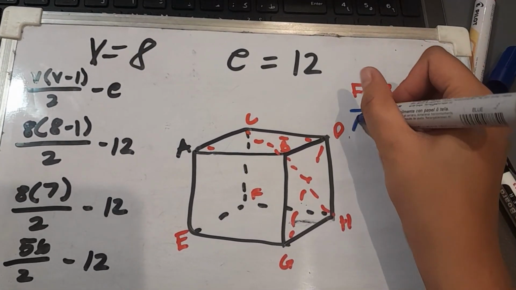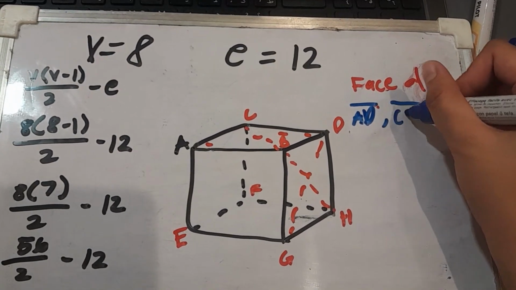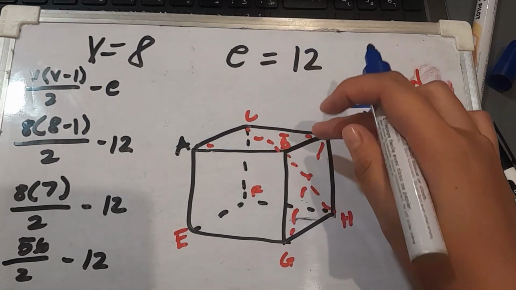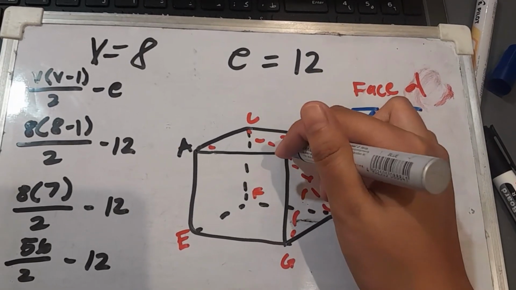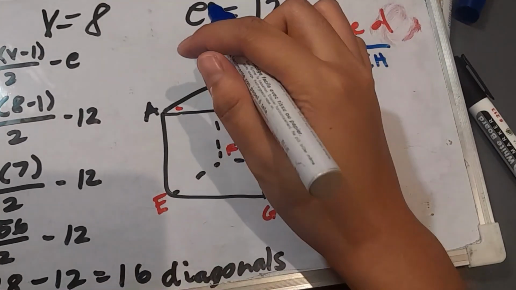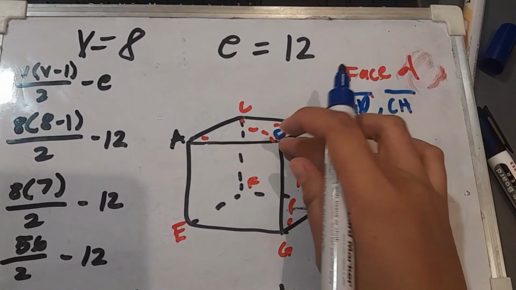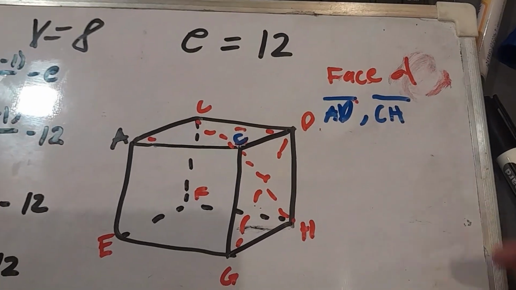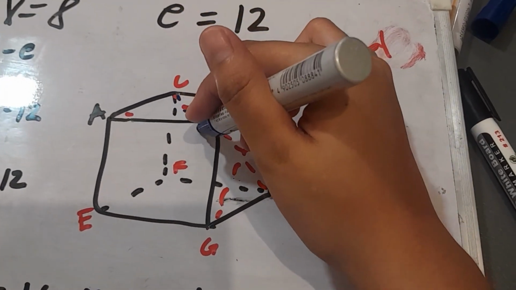Line segment AD, line segment CH. Mali yung aking label. Dito ay C pala. Dito ay CH. Mali. Line segment CH, which is here to there. Itong nasa likod po.